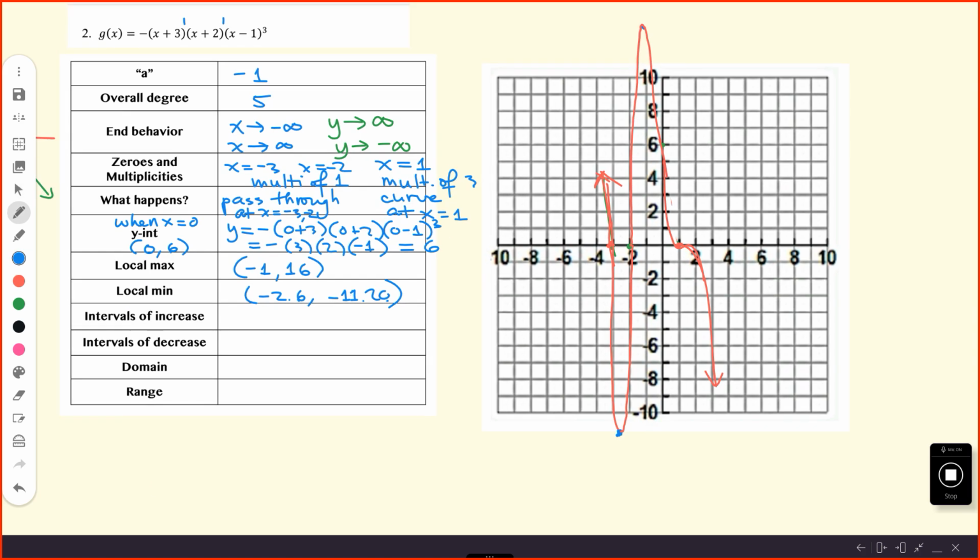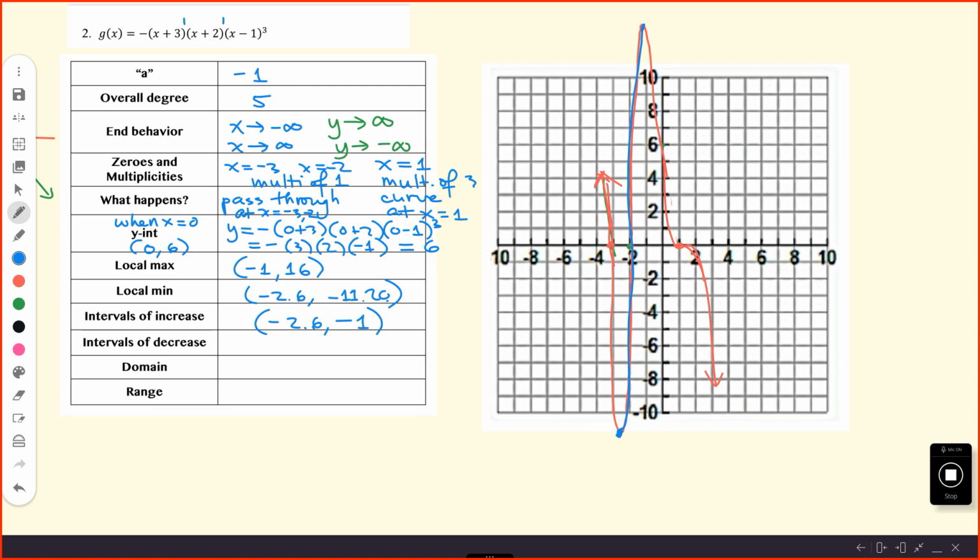Okay, so interval of increase. We have one increasing interval, right? From here up to here, that's increasing. So how do we write that? The x value of the minimum is -2.6, so -2.6, comma. And then the x value of the max is -1, so comma -1. And that's it for the interval of increase.